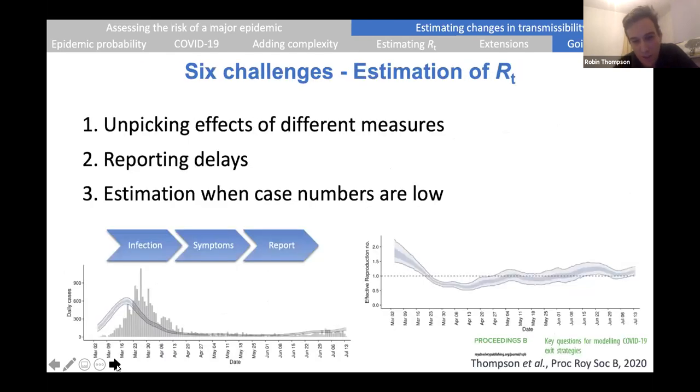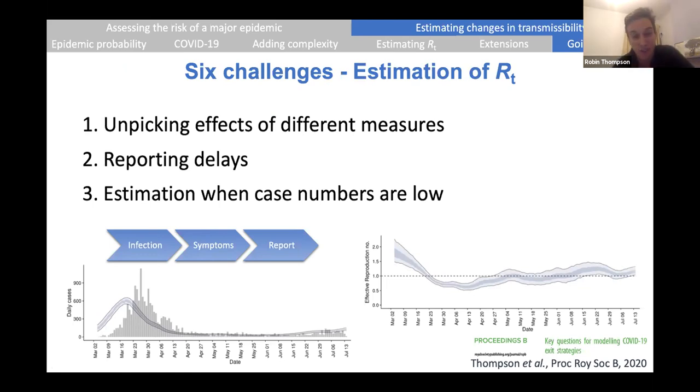I'm just going to do one final thing, which I'm just going to flag up. I'm not going to talk about this at all. I'm just going to flag up this paper down here. This paper was the result of a workshop at the Isaac Newton Institute back in May. And what this does is it sets out some of the key modeling challenges for modeling COVID-19 exit strategies.